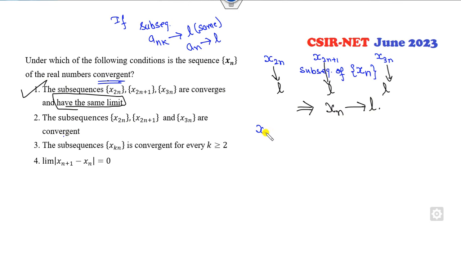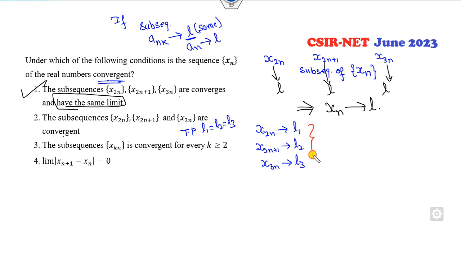What is the meaning of that? X of 2n is convergent to L1. X of 2n plus 1 is convergent to L2. X of 3n is convergent to L3. Now if you prove each of L1, L2 and L3 are the same, then it means it converges to the same limit.